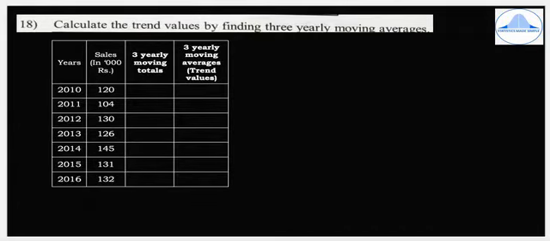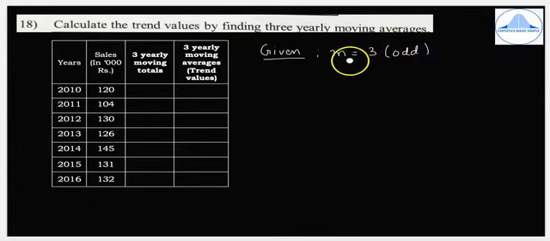18th question. Calculate the trend values by finding 3 yearly moving averages. In the first column, we have the years, and in the second column, they have given sales in thousands of rupees. So first, let us start the problem by writing given. We write M is equal to 3. So M stands for the period of variation, and because they have asked us to calculate 3 yearly moving averages, M is equal to 3 and 3 is an odd number.